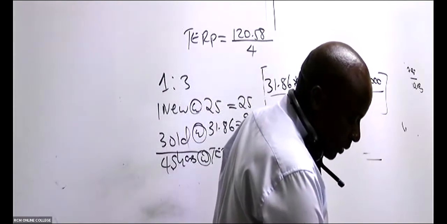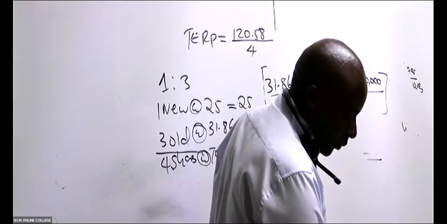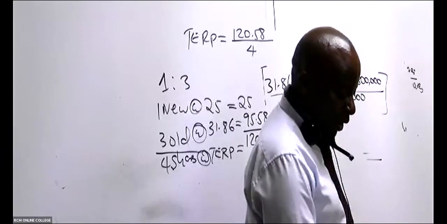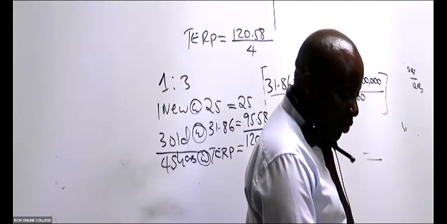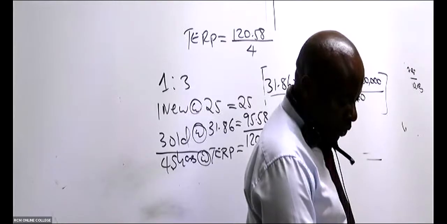Let me see whether we have some small energy to do the next concept there. So we have here the theoretical ex-rights market price, TERP, that we have done very, very well. Now from there we go to the theoretical value of each right. How do we get the value of the right?